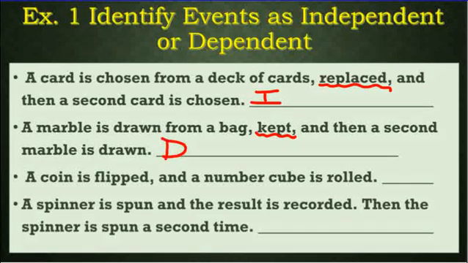dependent. A coin is flipped and a number cube is rolled. Two separate items have no effect on each other, so independent. A spinner is spun and the result is recorded, then the spinner is spun a second time. Same spinner, same probability, two independent events, they do not affect the other.